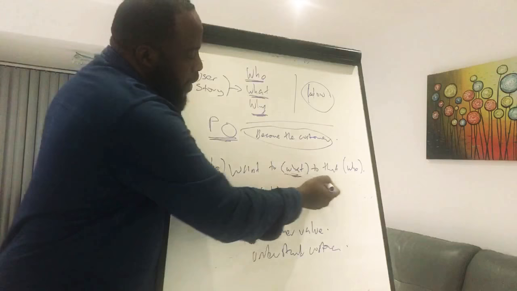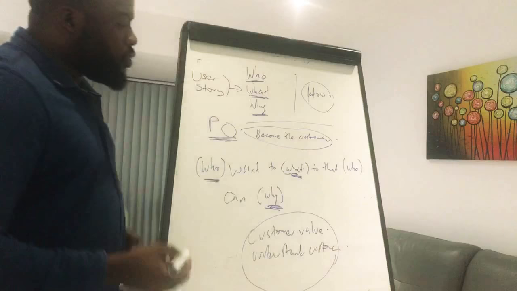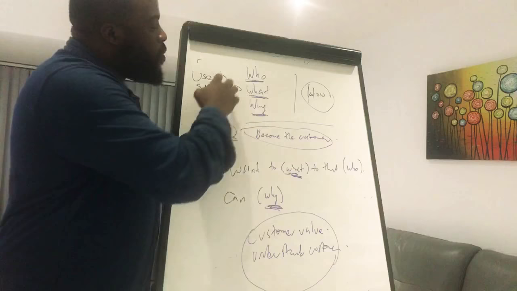So who is the customer? What do they want, and why do they want it? And it's all about establishing customer value and making sure that you're giving the customer exactly what they want. The developers, designers, and the BAs can flesh out exactly how that functionality will work, but very, very much right now, all we're focusing on is who, what, why, okay? Which is very important, so you need to understand that.